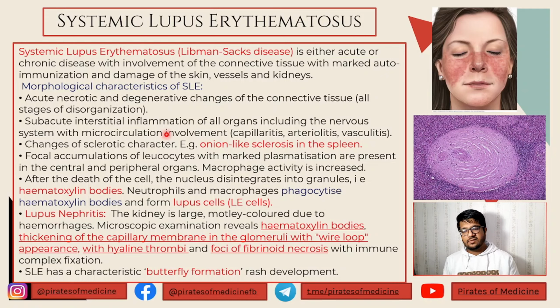In lupus nephritis, we see certain classical morphological features in the kidney, which include the presence of hematoxylin bodies. The capillary membranes of the glomeruli are thickened and form wire loops. They can also have hyaline thrombi. There can be foci of fibrinoid necrosis present, and you can see immune complex fixation in the basement membrane of the glomeruli. Also, this classical butterfly rash on the face is in accordance with SLE.